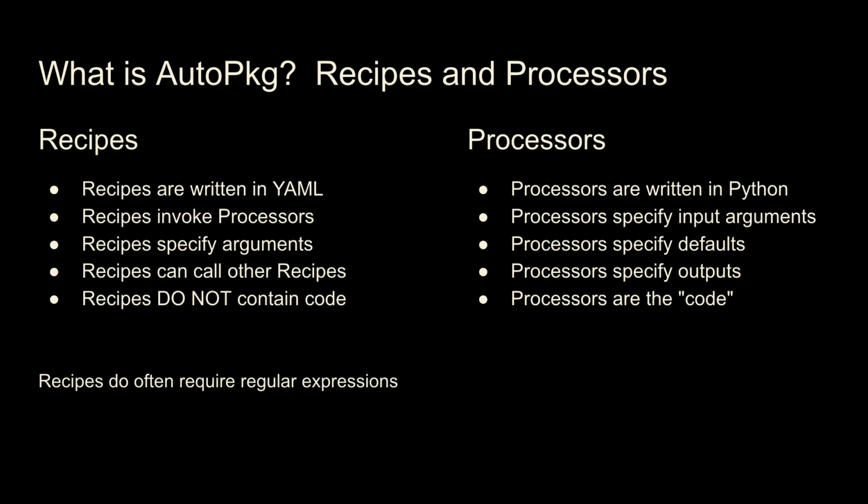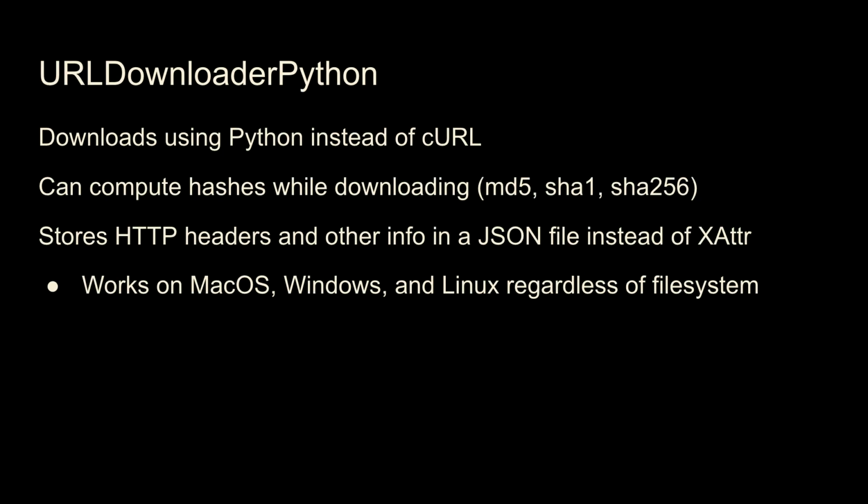Again, recipes are written in YAML. Processors are written in Python. But again, most of the time when you're working with AutoPkg, you're going to be writing recipes, not processors. And honestly, the hardest part of recipes in AutoPkg, I find, is writing regular expressions. Because regular expressions, I feel like I have to relearn them every single time. And regular expressions are quite important in AutoPkg. You use them a lot. And yeah, honestly, the hardest part, in my opinion.